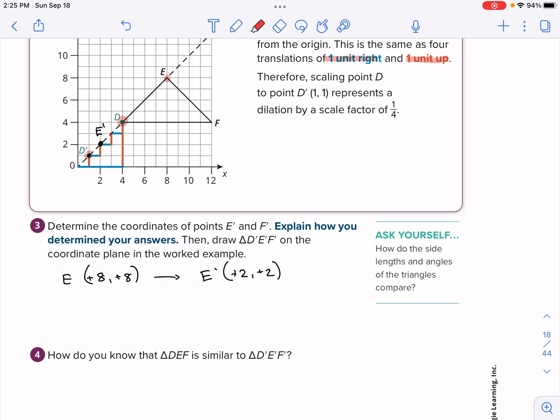One more, let's figure out F. F is, looks like it is 12 right, 4 up. So we'll put +12, +4 for the y-axis. And then that means F prime will be, divide both those by 4. 12 divided by 4 is 3. And 4 divided by 4 is 1. So 3 to the right, 1 up. So 3 right, 1 up. That's right here. That is F prime.